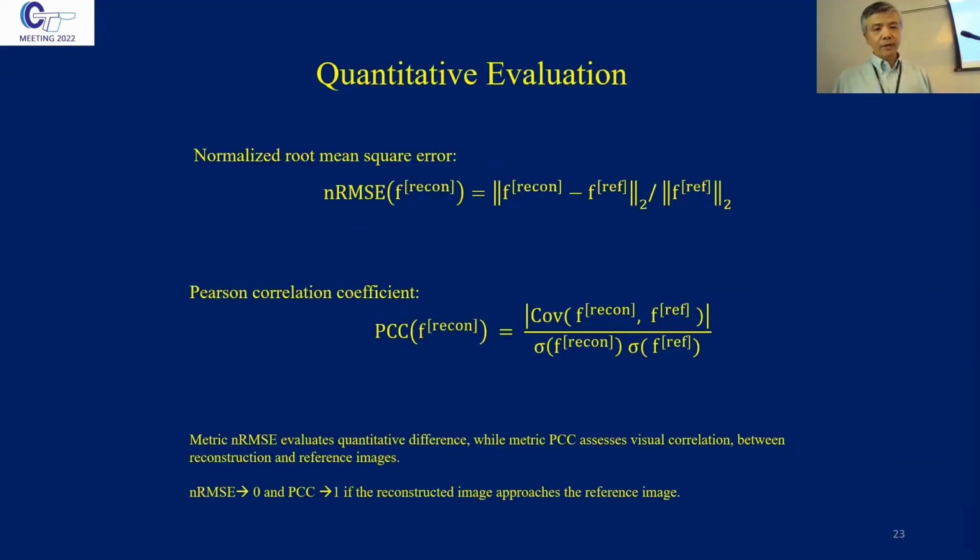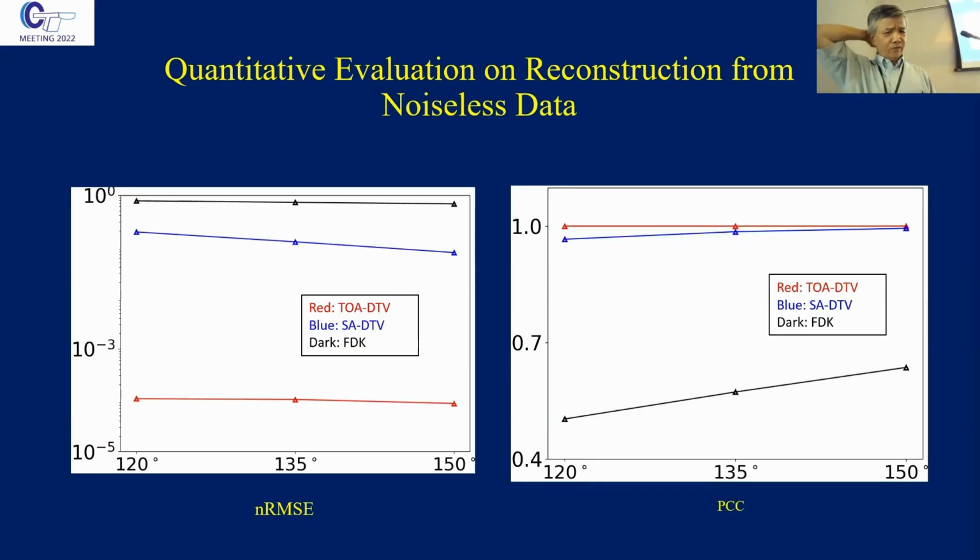Anyway, you can do some kind of summarized quantitative analysis like root mean square and PCC. One measures the accuracy of the reconstruction. We used that already in the verification studies. I didn't tell you, but that's the one we used. And the second one gives you some sense of the visual correlation of two images. So the first one should go to 0, the second one should go to 1. So these are the results for those cases between 120 and 150 angular range.